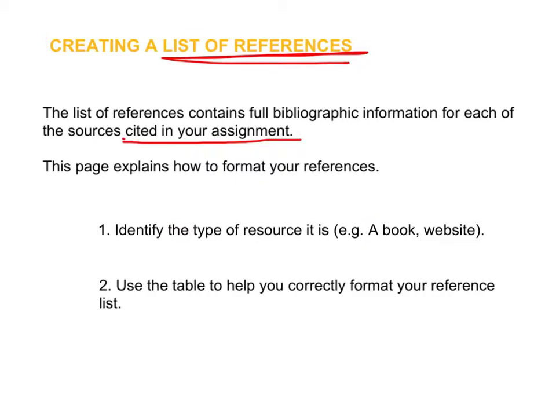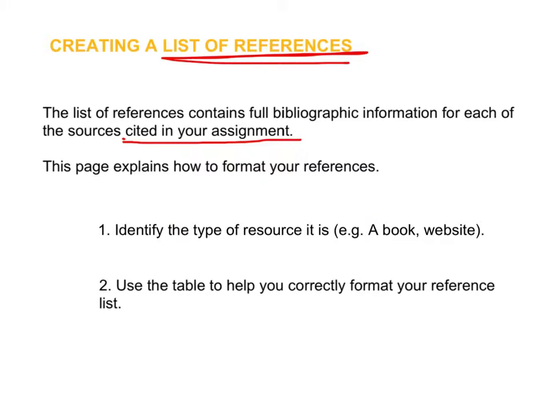Okay, so basically your list of references is just a list that contains the bibliographic information for each of the sources that you cite in your information. Now be mindful that you don't just dump anything that you've ever accessed. You do not need to include it in your reference list unless you have made reference to it in your writing. So this is where your reference list and your in-text citations talk to one another.